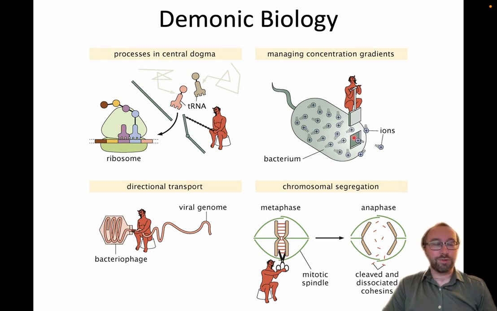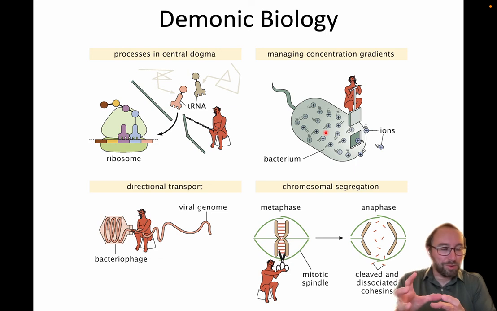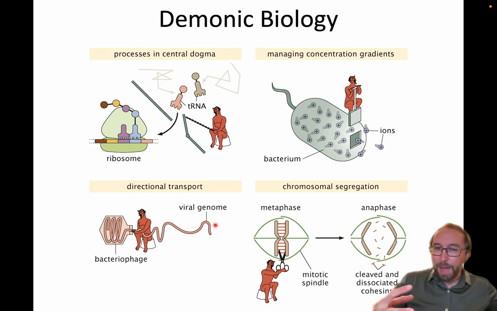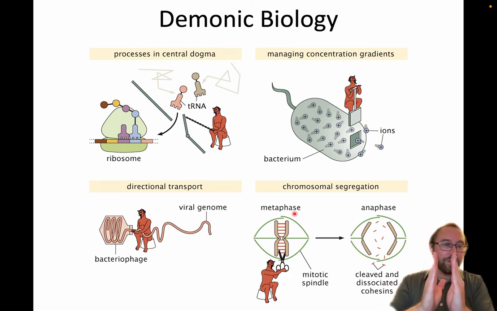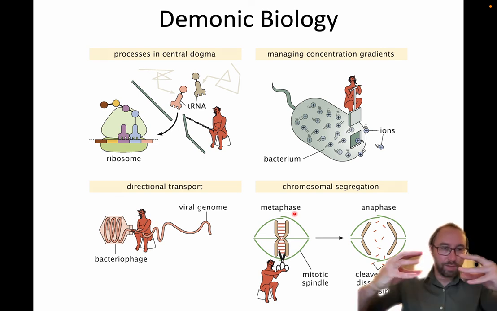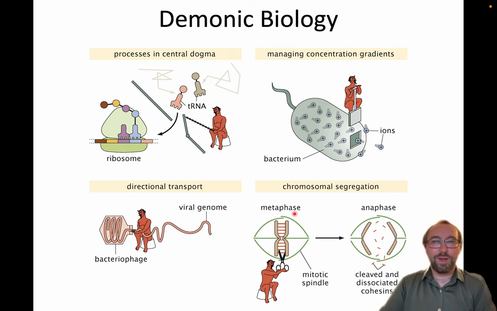It can help you create concentration gradients. Again, the demon can open and close the entrance to the cell, such that you get more ions inside the cell than outside the cell, for example. It can help you with directional transport. How do you pack DNA into a bacteriophage, for example? And there are also examples having to do with chromosome segregation. You have these paired chromosomes held by cohesins and such, and somebody has to cleave them. They're aligned in metaphase, and somebody has to cleave them so that in anaphase they can separate from each other. So these are all examples of what we call demonic biology.